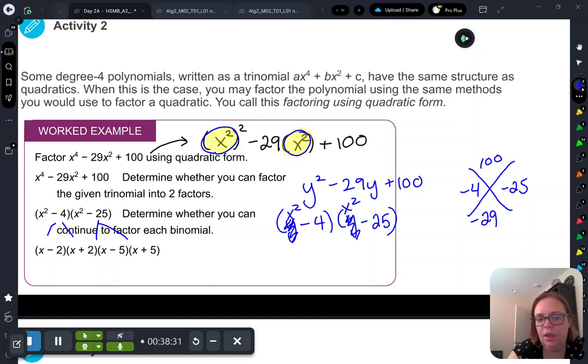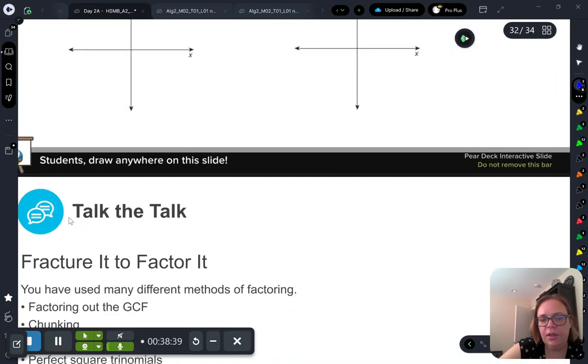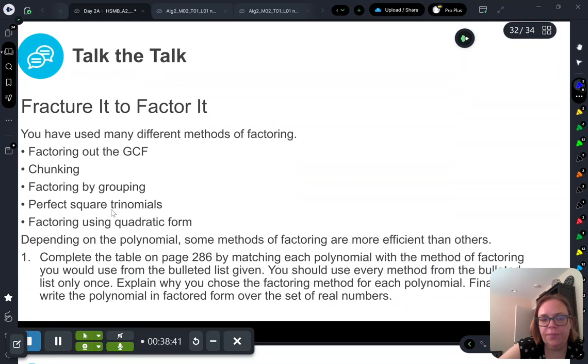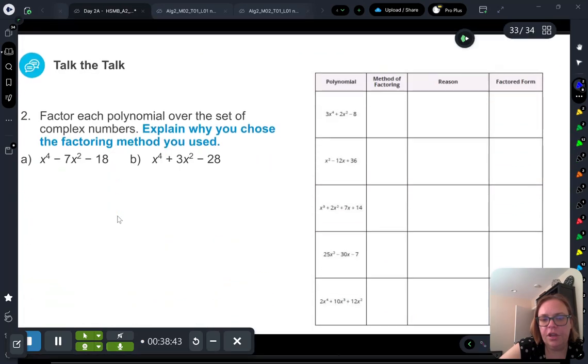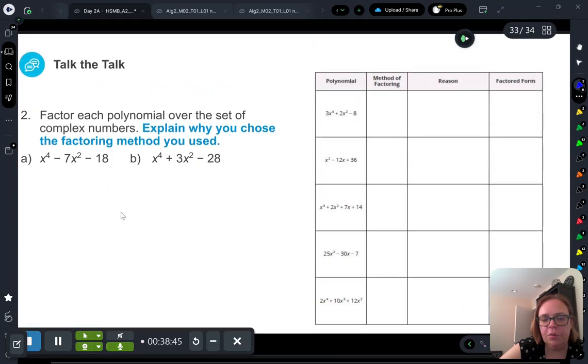All right, so that's factoring polynomials of higher order, so higher degree polynomials, and how to graph them. Don't forget there's the talk where you can summarize all of this. I hope that was helpful.